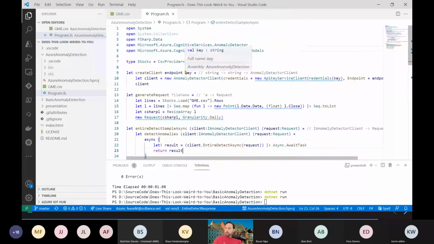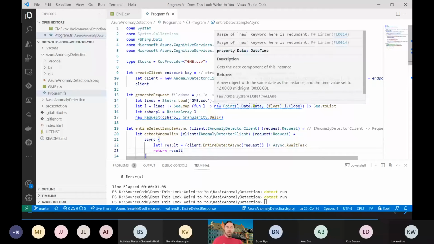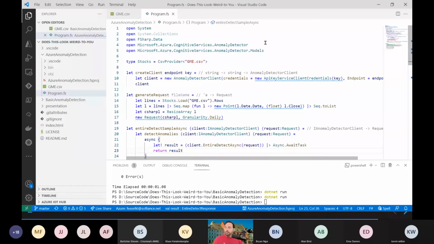But here's my program. This program, ironically enough, would be a lot easier to write in Python or R than in .NET, because Python especially has an SDK specifically for Cognitive Services to hit those APIs very easily. For .NET, we have to load the Cognitive Services Anomaly Detector NuGet package and import the AnomalyDetector and AnomalyDetector.Models namespaces.